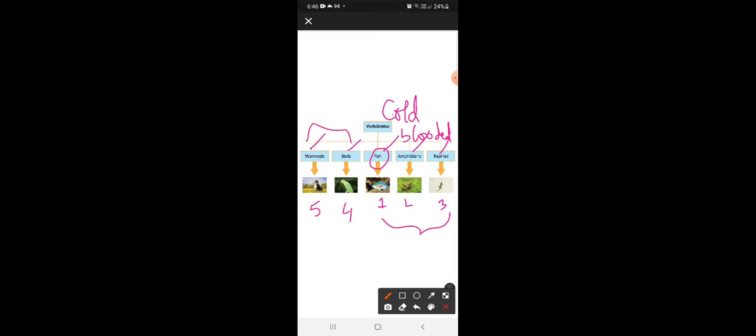Whereas mammals and birds, these 2, are called warm-blooded animals. These warm-blooded animals cannot change their body temperature according to the outside. So remember, fishes, amphibians and reptiles, these 3 we are saying are cold-blooded animals. They can change their body temperature according to the atmospheric temperature. Whereas mammals and birds are warm-blooded animals. They cannot.